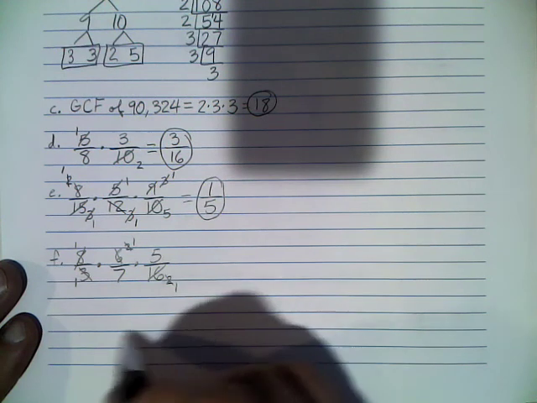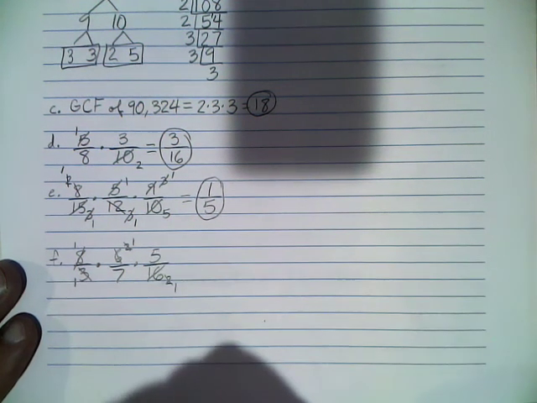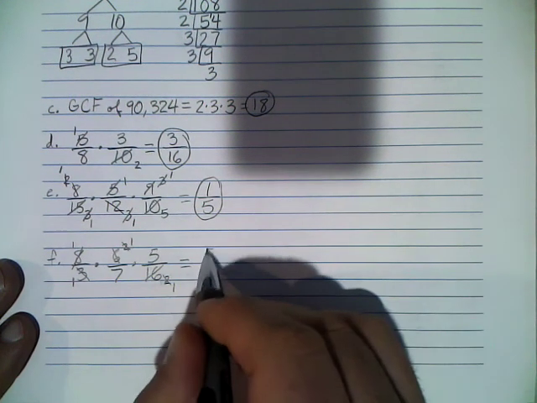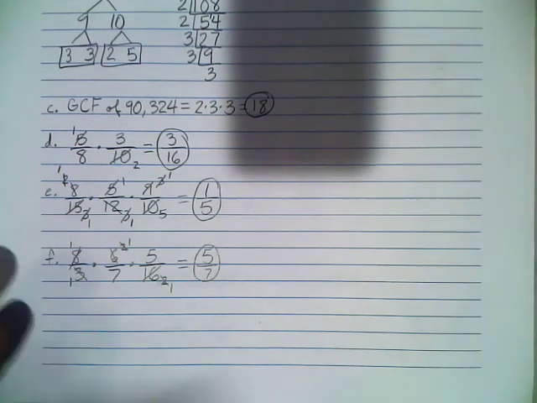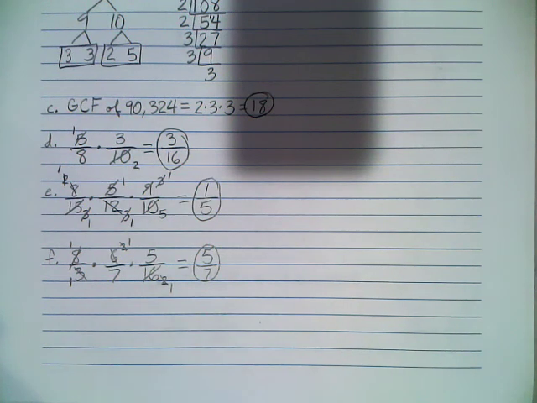So looking, the only things that aren't 1s are my 5 and my 7. So do 5 and 7 reduce? No, they don't. So let's multiply. 1 times 1 times 5 is 5. 1 times 7 times 1 is 7. This is 5/7. And that, ladies and gentlemen, is the end of our lesson.